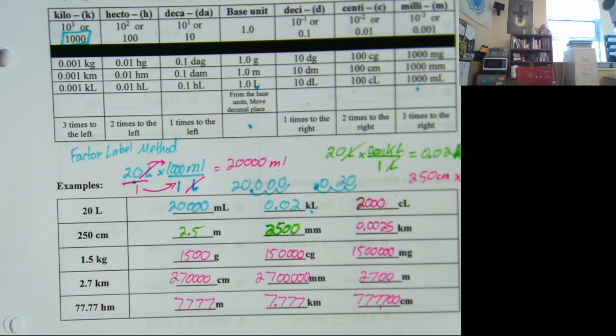And then you would add zeros. So just 2. Get these empty spots.